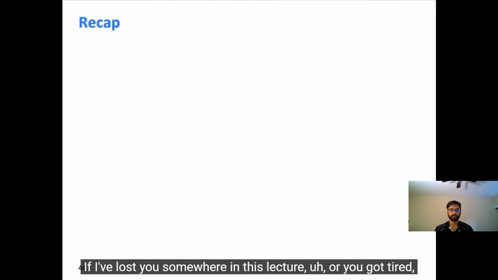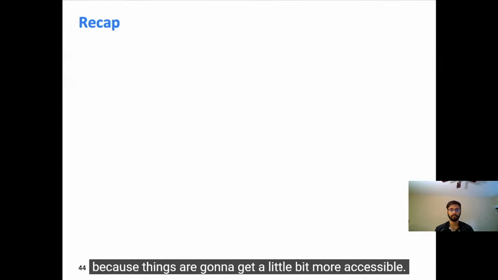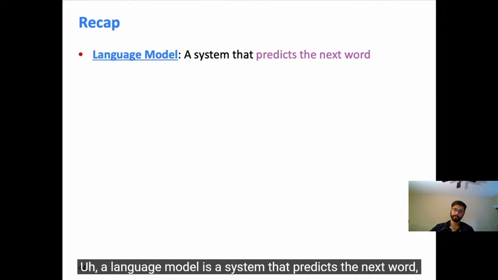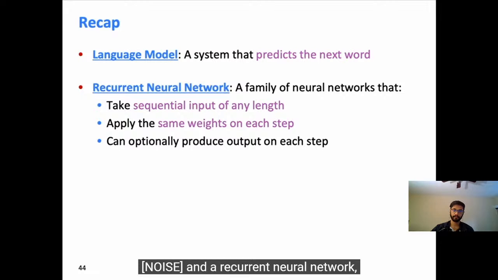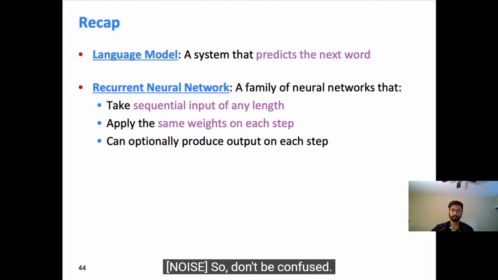So here's a recap. If I've lost you somewhere in this lecture, or you got tired, now is a great time to jump back in because things are going to get a little bit more accessible. Okay, so here's a recap of what we've done today. A language model is a system that predicts the next word. And a recurrent neural network is a new family, new to us, a family of neural networks that takes sequential input of any length, and it applies the same weights on every step. And it can optionally produce some kind of output on each step, or some of the steps, or none of the steps. So don't be confused.